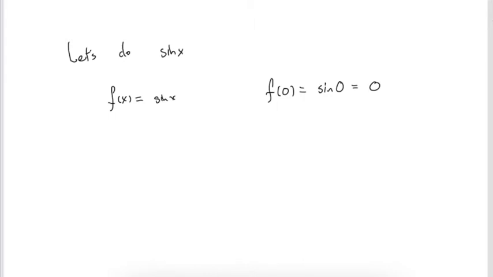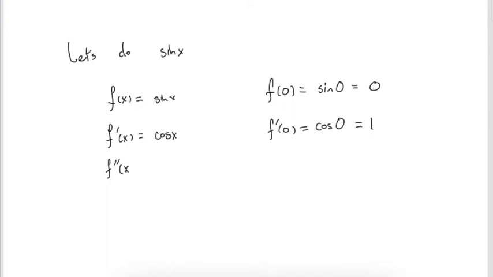Okay, let's continue. The next one is the derivative. The derivative of sine x is cosine x. And that means f prime of 0 is cosine of 0, which is, what do you say? 1. Yeah, cosine of 0 is 1. Okay. So the next constant is going to be 1. And we just got to continue like this. Hopefully we can figure out some kind of pattern eventually.